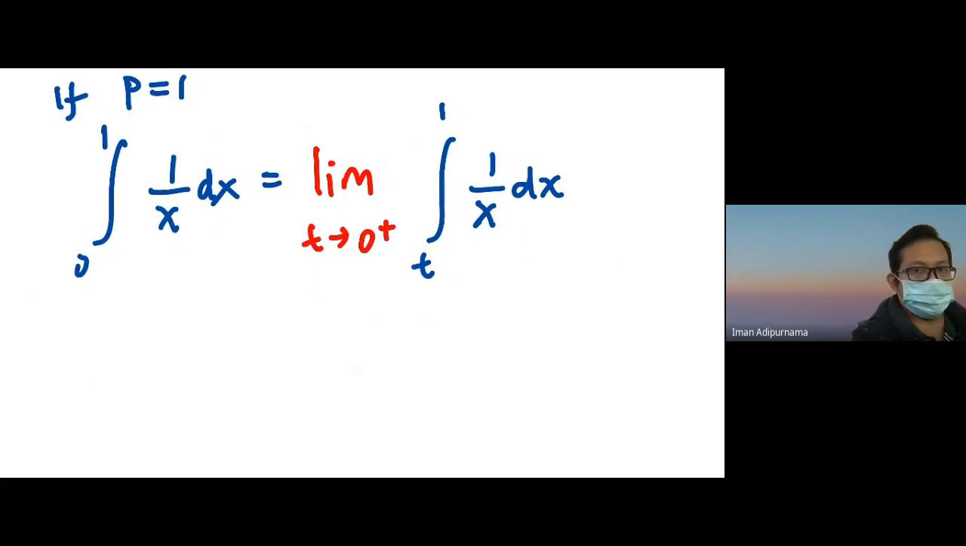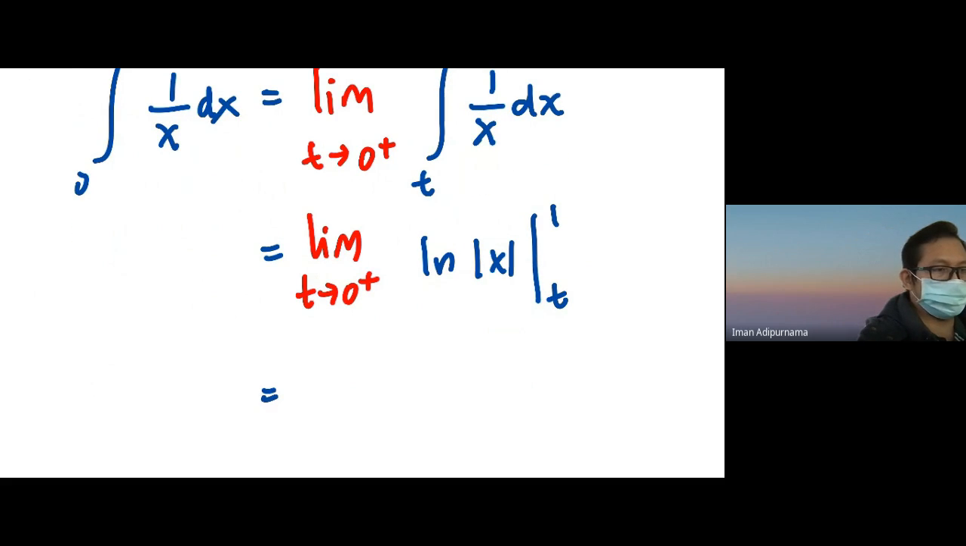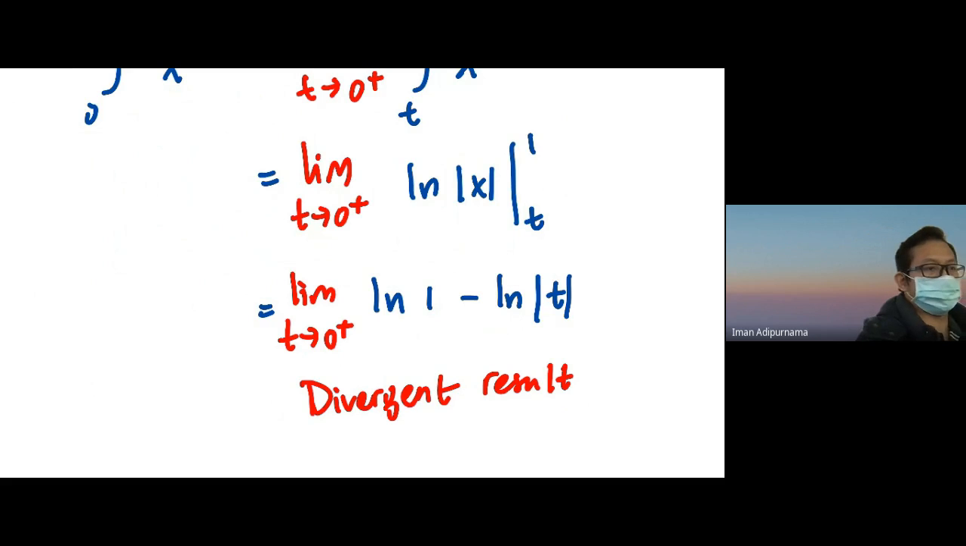Okay, let me solve this and we can have a break later. Let me solve this first. The integral of 1 over x is ln, you can just write ln x. And this is from t to 1. This will be the limit of ln 1 minus ln t, right? And we know that this will result in a diverge, right? Because of ln 0, okay? We can write this will be a divergent result, okay?